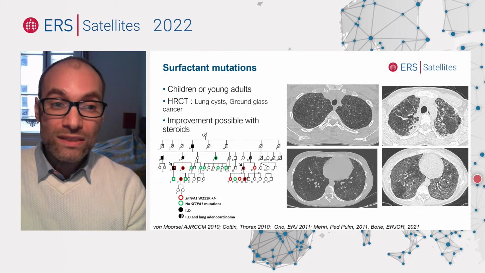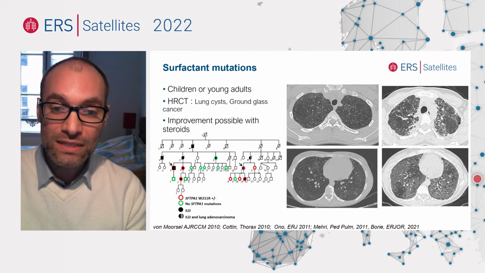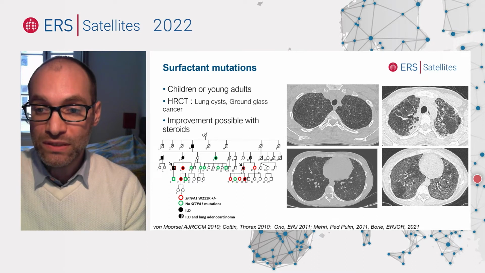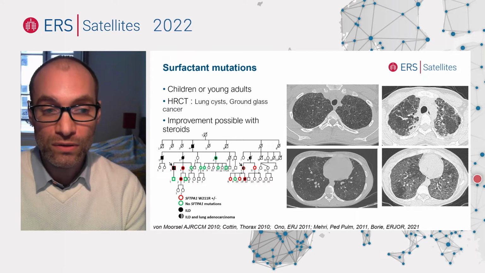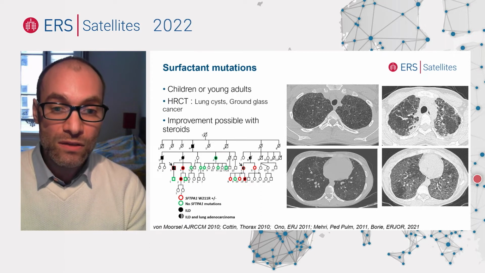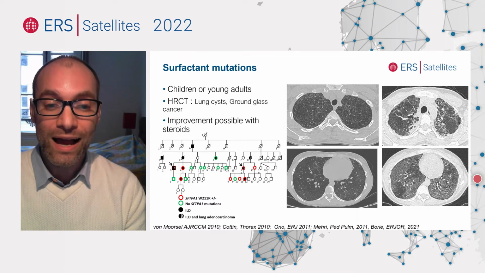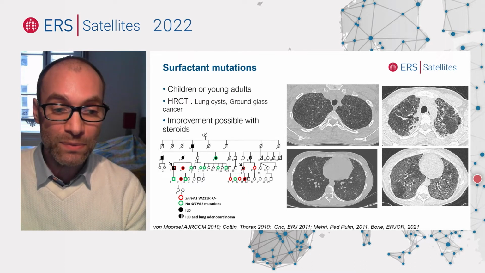I will only have one slide for surfactant mutation, just to show that the pattern is most frequently not UIP. It might be ground glass opacity, cysts, reticulation. Patients may present with fibrosis, usually with upper lobe predominance, and it's usually not a typical UIP pattern. Some patients, particularly children, may be improved with steroids. I'm just going to say that there may be an increased risk of developing lung cancer. And for some families with ILD and lung cancer, I'd suggest analyzing SFTPA1 and SFTPA2.